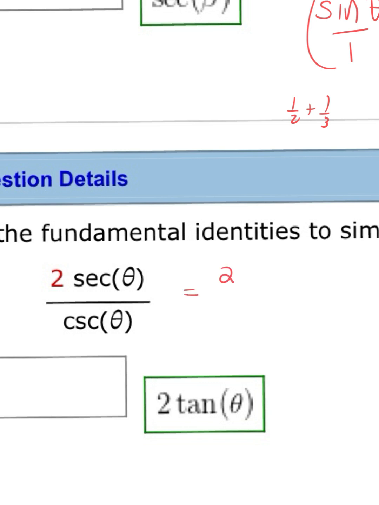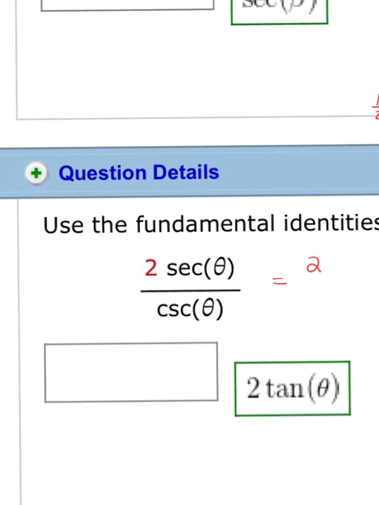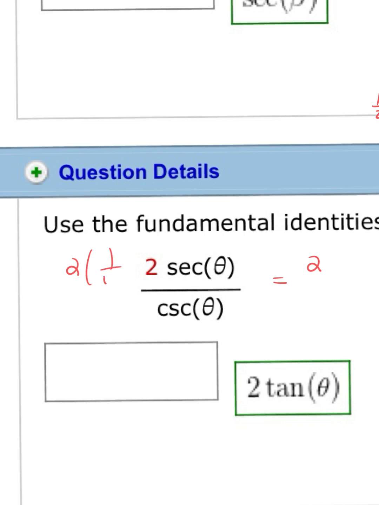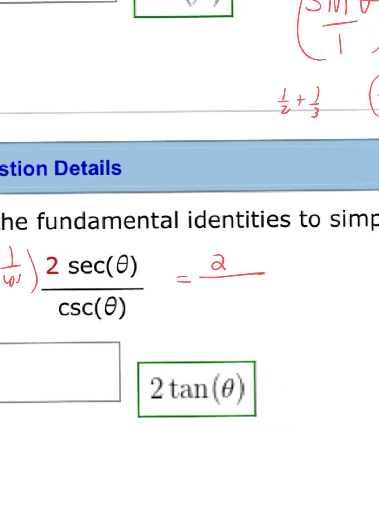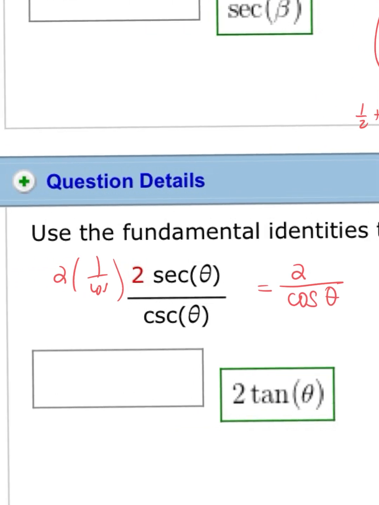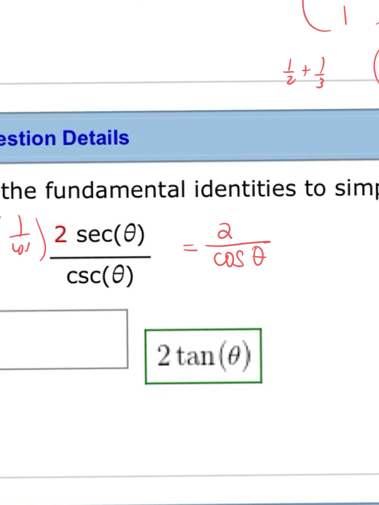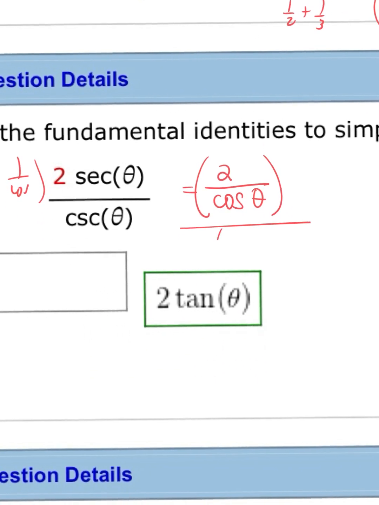So I'm going to rewrite this as 2. What is secant? 1 over cosine. So do you guys agree with me? If I have 2 times 1 over cosine, can I just write it as 2 over cosine, like that? Okay. And then what is cosecant? 1 over sine.